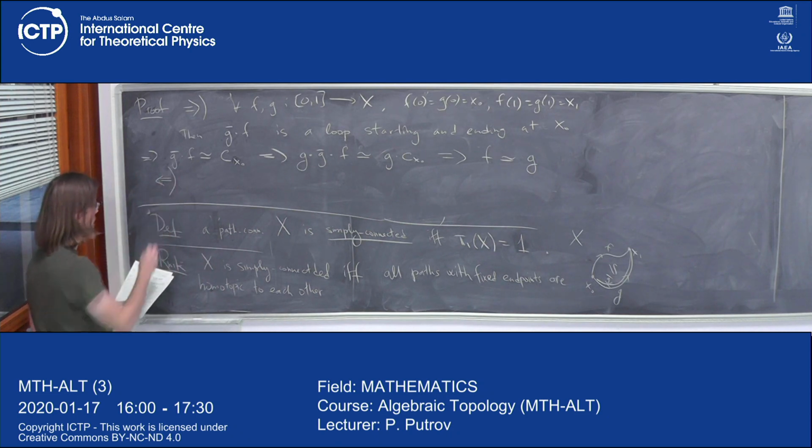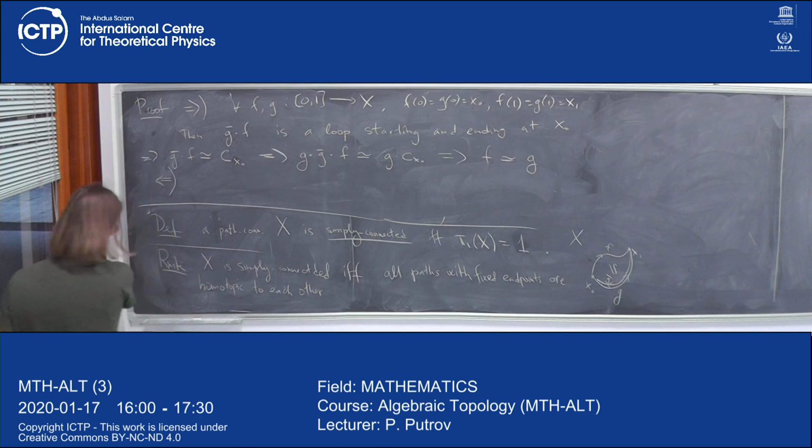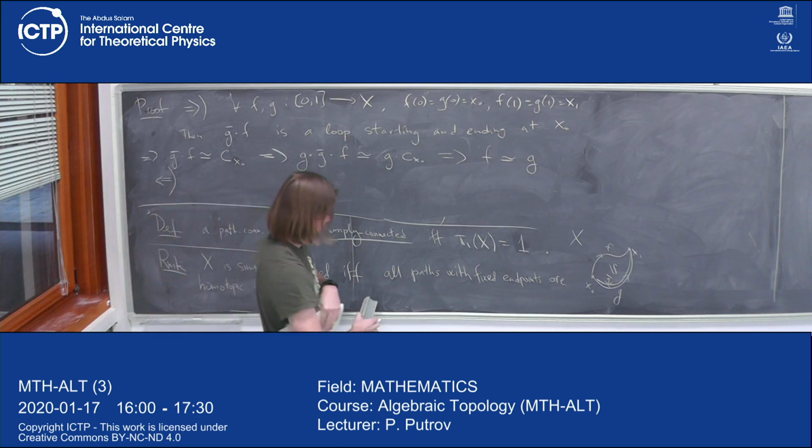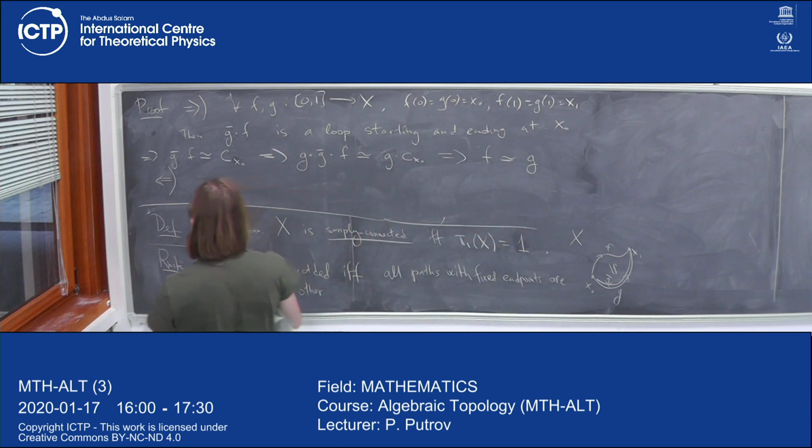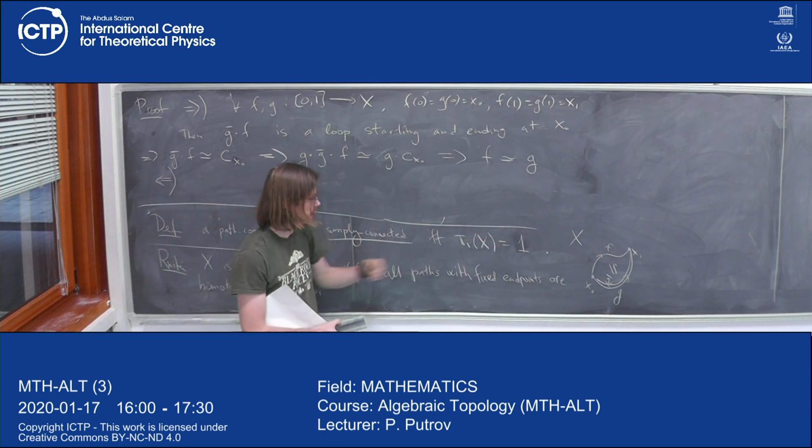Now, what about the other way around? Now I want to assume that any pair of paths f and g are homotopic to each other, and I want to show that the fundamental group is trivial.